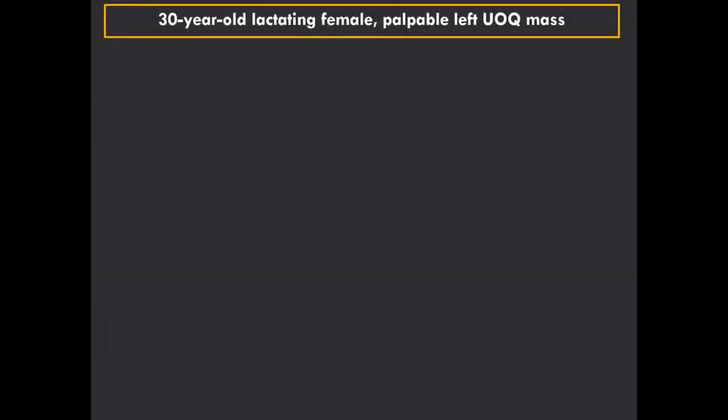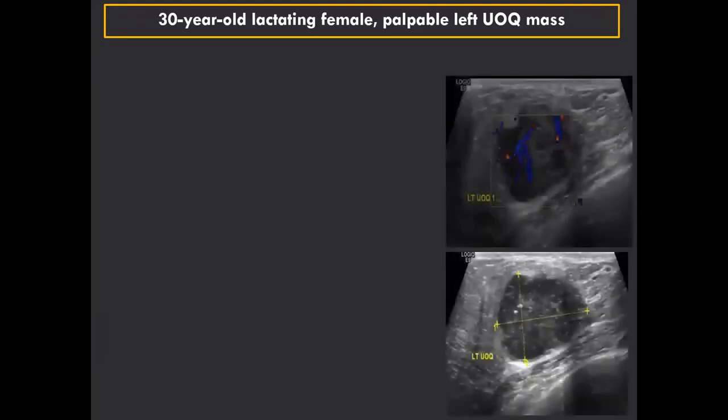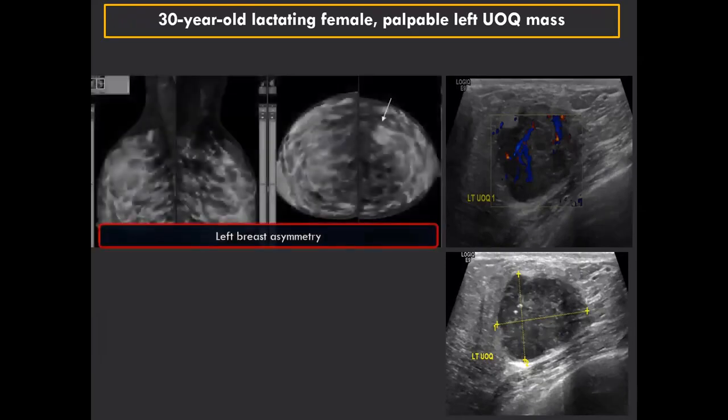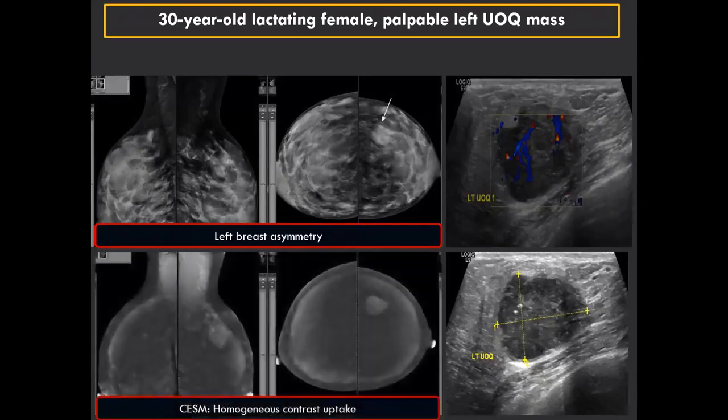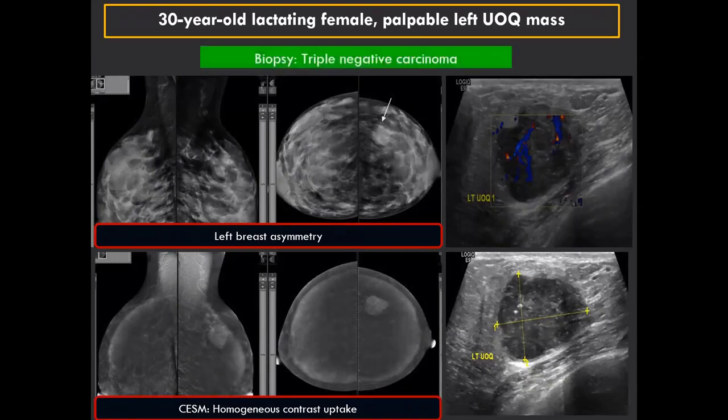This is another 30-year-old lactating female. She had a palpable mass lesion. Because she was 30 years old, we usually start with an ultrasound examination. She had this irregular shaped mass lesion with increased vascularity. This was her mammogram showing a focal asymmetry in the left breast. And this was her contrast mammogram, which showed an underlying homogeneously enhancing lesion. A biopsy was taken, and this lesion was a triple negative breast cancer.